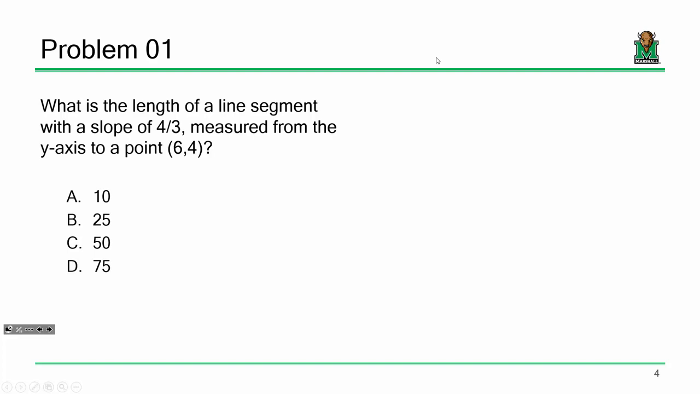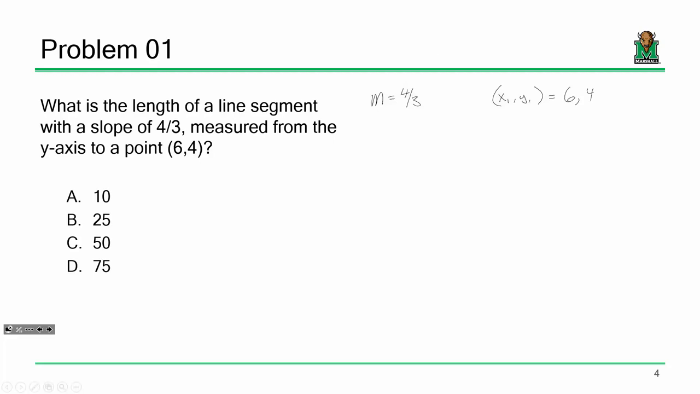So problem 1, what is the length of a line segment with a slope of 4/3 measured from the y-axis to a point (6, 4)? This should be a fairly straightforward problem, because if you look at the data you've been given, you know that your slope is 4/3, right? And you know that your point on the line, x1, y1, is (6, 4), right? Sound good?